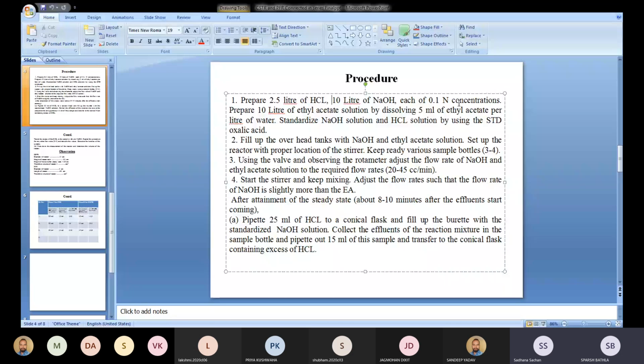How? First we have to prepare the 0.1 normal NaOH. So this we will make. I will discuss in the calculation part how to make this. Yes ma'am, then we fill up.